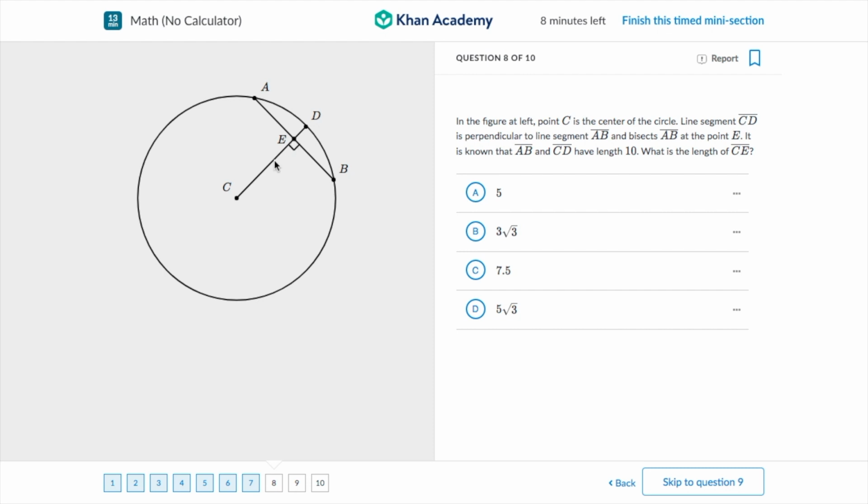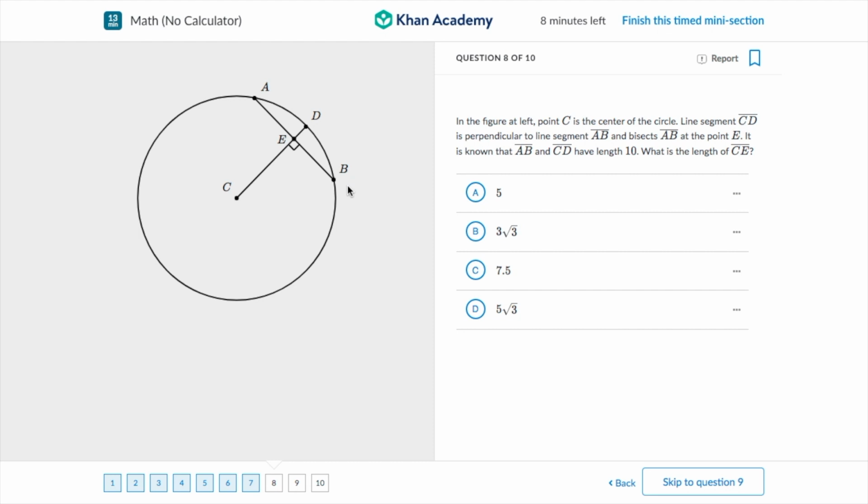Well, if I know that CD is length 10, and if we can connect a point over here, this is also the radius. So CB is also going to be 10. So this is length 10, and we know that EB is 5 because AB is bisected, and AB is 10. So we have 10 over here and 5 over here.